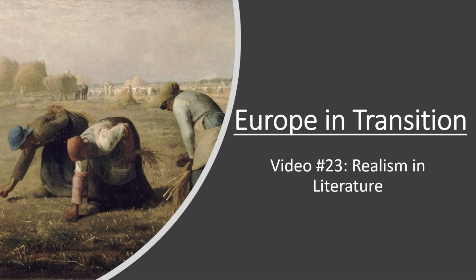So in the previous videos for this unit, we've been talking about Romanticism, this movement in literature where writing is very much idealized, right? We romanticize things, meaning we make them appear better than they actually are. But now we're going to move on to our next literary movement within this era of Europe in transition, and that is going to be realism.